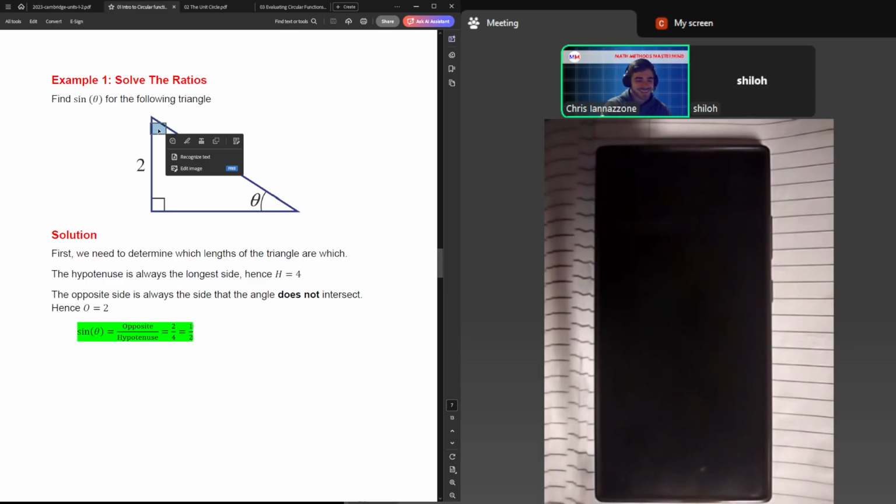Okay, whatever. Okay. And if I have the angle here instead, then this 2 would be considered the adjacent, and this would be considered still the hypotenuse. So it all depends really on where theta is. Okay.